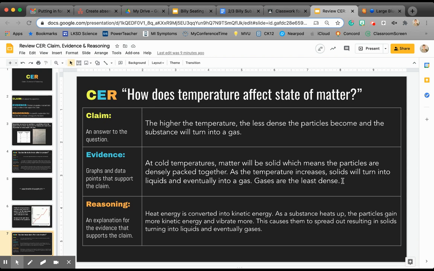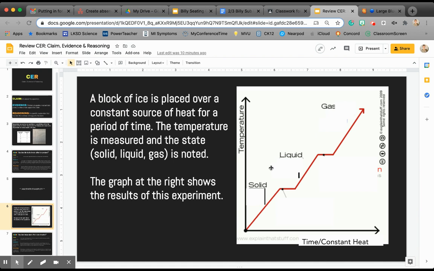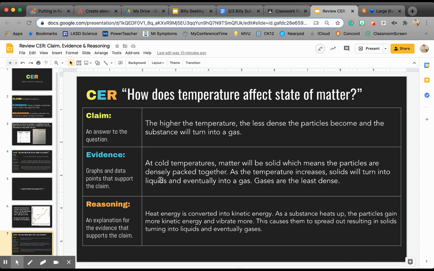Now, I will say, reading this over one last time, we probably didn't need to include the information about the density in our evidence, right? Because that wasn't actually a part of our graph. Our graph didn't show us anything about density, just temperature and how matter can change from a solid to a liquid into a gas. But when we look at our reasoning, the density comes into play.